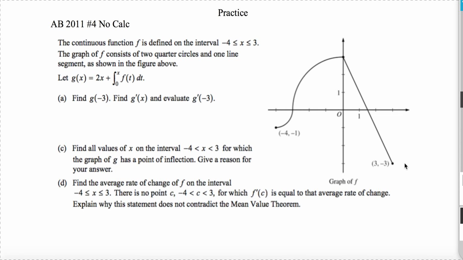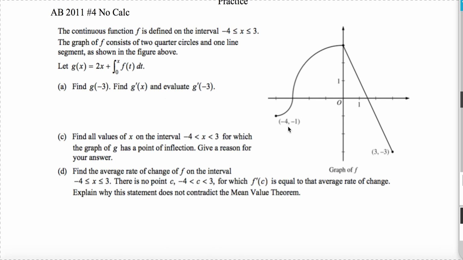All right, let's go ahead and do this. We have a function that's continuous, f. It's defined on the interval -4 to 3. The graph consists of 2 quarter circles and 1 line segment. G of x is this. We always got to be on the lookout for these kind of more complicated accumulation functions. It's 2x plus the integral from 0 to x of f of t dt. Find g of -3 is the first thing we want.